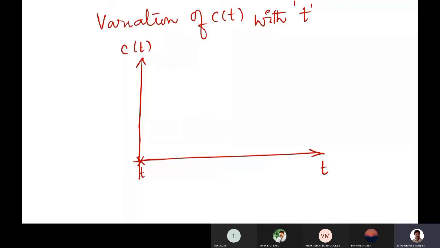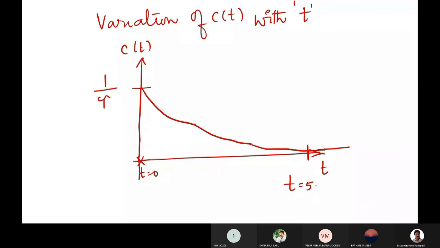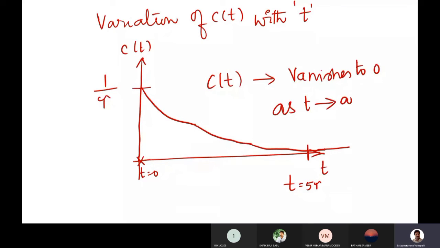At t equal to 0, e power minus 0 is equal to 1, so the value is equal to 1 by tau. As the time increases, the value decreases and approaches 0. Approximately at t equal to 5 time constants, the value will become 0. That means the value of C of t vanishes to 0 as time approaches infinity. This kind of response is known as an exponentially decaying response.